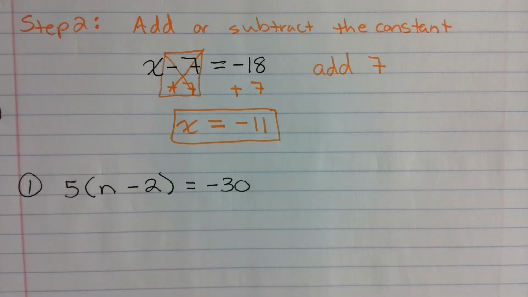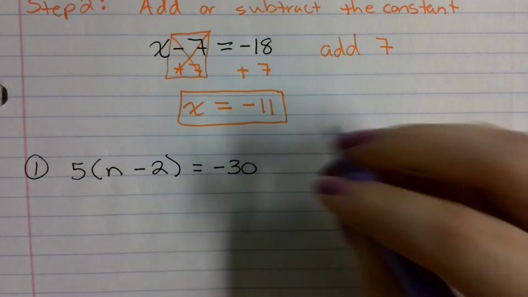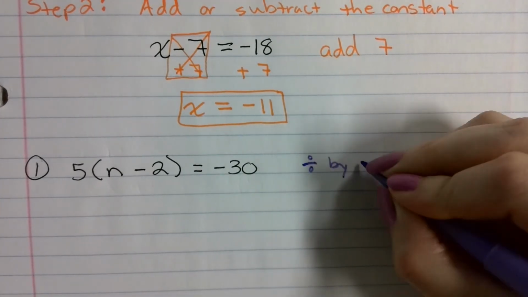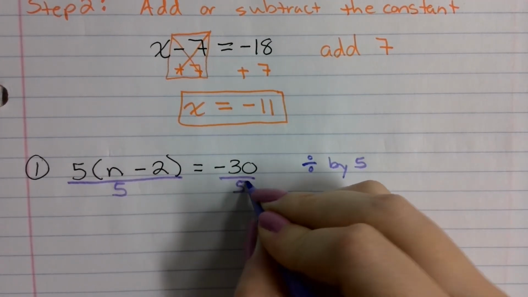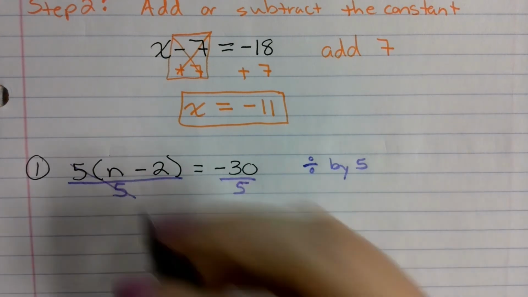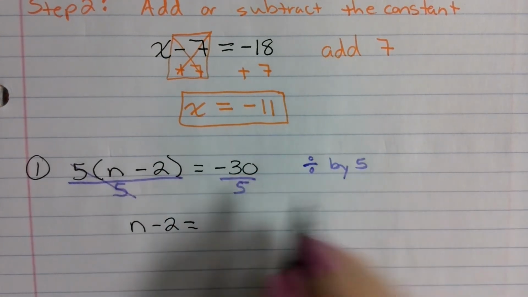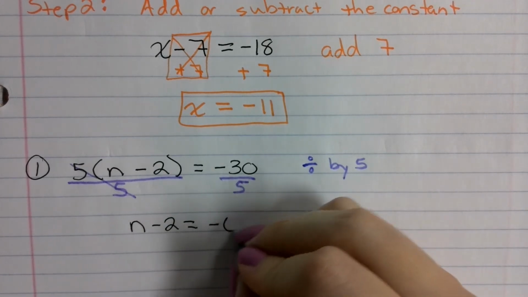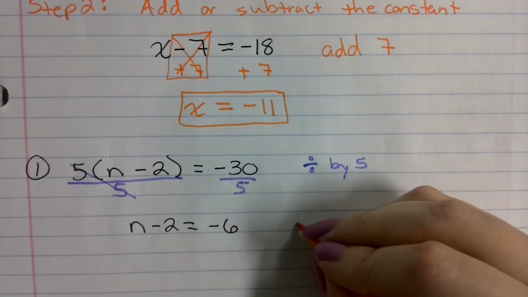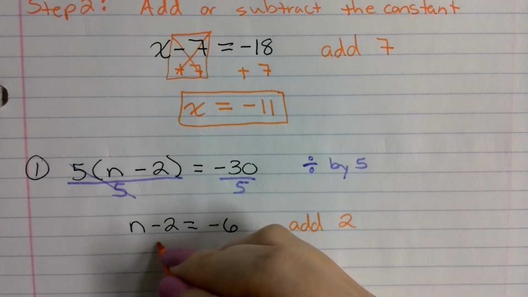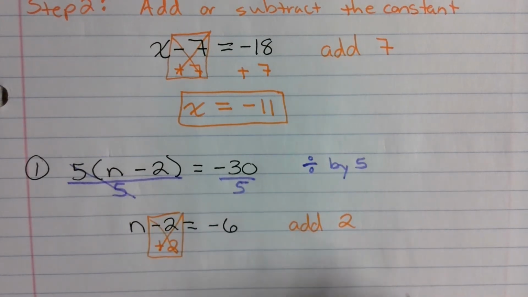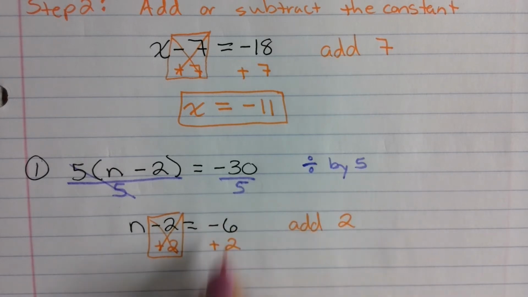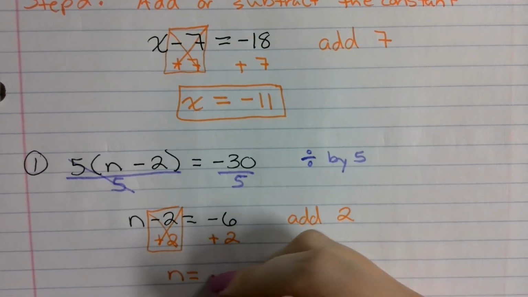All right, Landon, what did you get? Negative 4 is correct. Very good. First inverse operation that you would have to perform, you would have to divide both sides by 5. So if we divide both sides by 5, the 5s will simplify, leaving you with just n minus 2. Negative 30 divided by 5 will leave you with negative 6. Then the next step would be to add 2 to both sides. The minus 2 and the plus 2 will cancel or zero out. And then when you add 2 to that negative 6, it's going to leave you with negative 4.